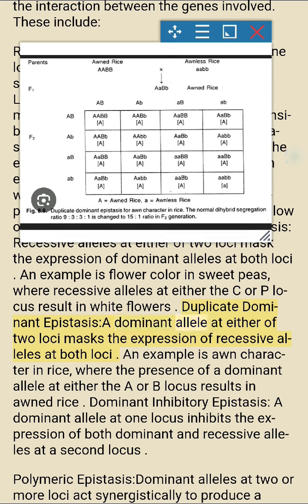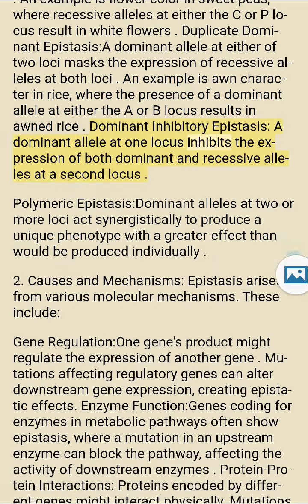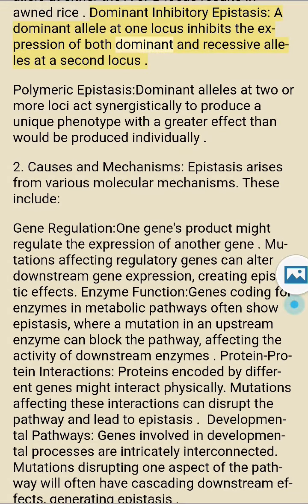A dominant allele at either of two loci masks the expression of recessive alleles at both loci. An example is on character in rice, where the presence of a dominant allele at either the A or B locus results in on rice. Dominant inhibitory epistasis. A dominant allele at one locus inhibits the expression of both dominant and recessive alleles at a second locus.